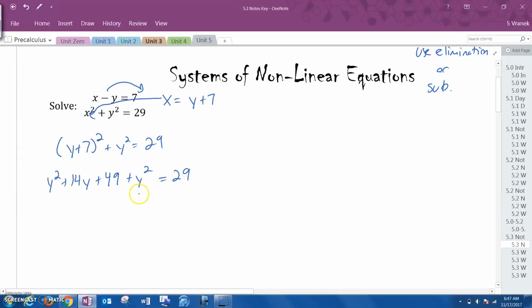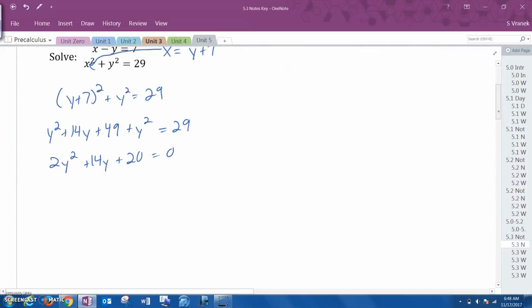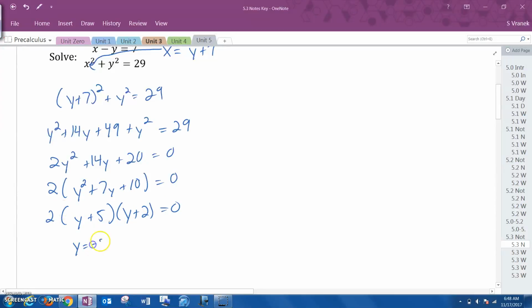Move everything to the left and add like terms. 2y squared, 14y. This becomes a 20, plus 20. You can divide everything by 2 or factor out a 2. And now we have to factor one more time. Hopefully you guys realize that the two numbers that this factors into are 5 and 2. So y plus 5 and y plus 2. Which means that y can either be negative 5 or y can be negative 2.